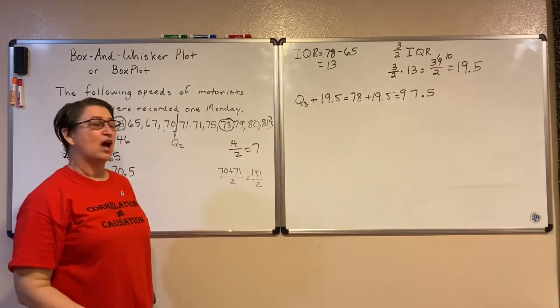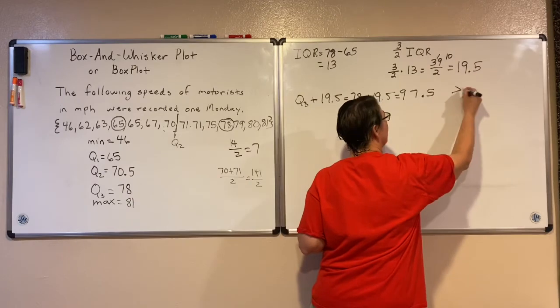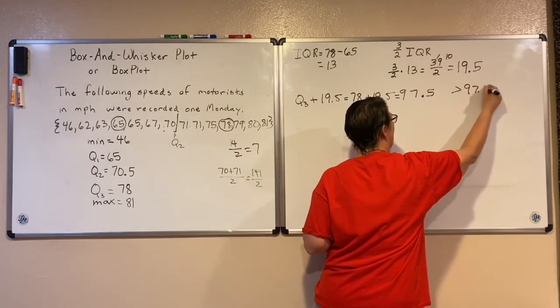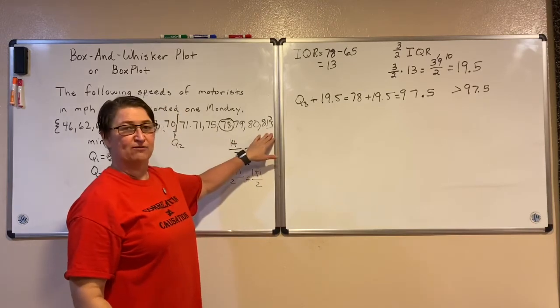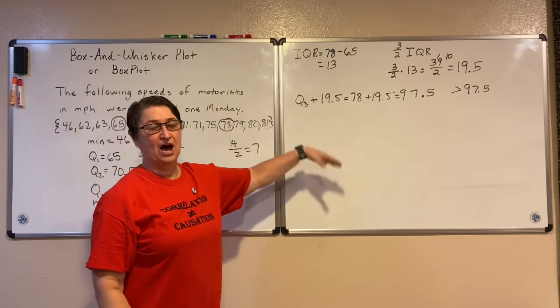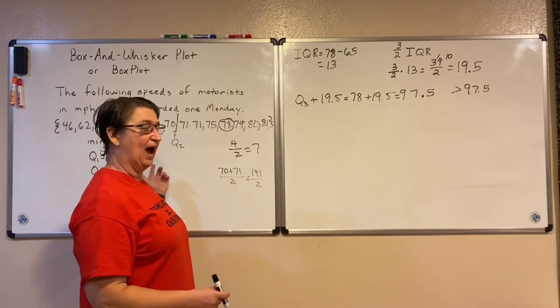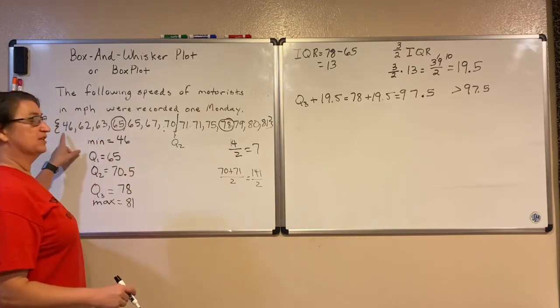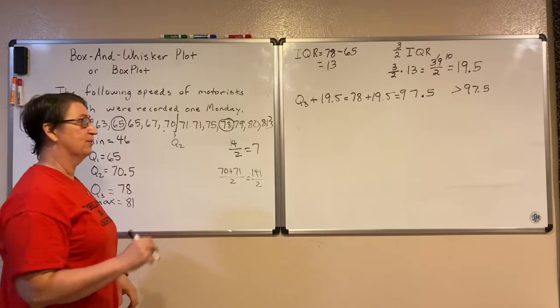So anybody that's going faster than 97.5 is an outlier. We don't have anyone traveling faster than 97.5, so we don't have an outlier on that upper end. Let's see if we have an outlier on the lower end. See if this 46 is too slow, if we consider him an outlier.